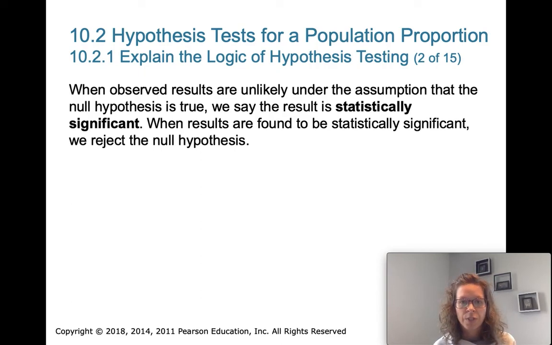So when the observed results are unlikely under the assumption that the null hypothesis is true, we say that the result is statistically significant. When the results are statistically significant, we reject our null hypothesis. Remember, in hypothesis testing, our assumption is that the null hypothesis is true. So in this case, we would be assuming that 50% are in favor of banning cell phone use while driving. Now, by getting a sample that was 53.4%, is that enough evidence to say that more than 50% are in favor? How likely is it that we could have gotten a sample that would end up at 53.4% if the actual population was only 50%? So we use that idea of unlikely. And when what happened was unlikely, we say that we have found statistically significant results.